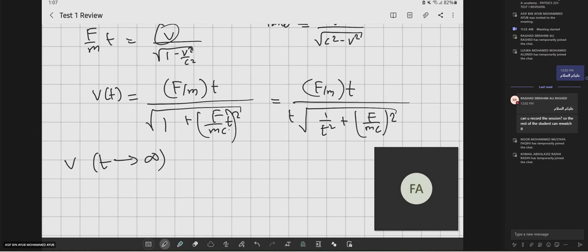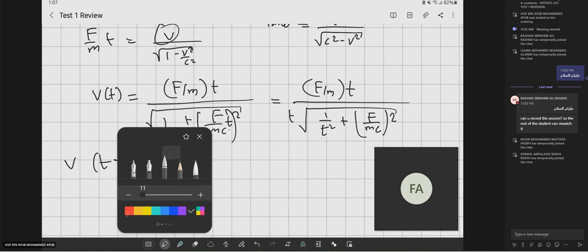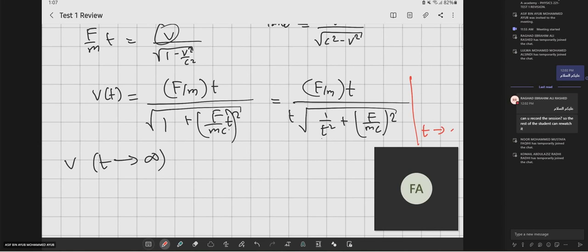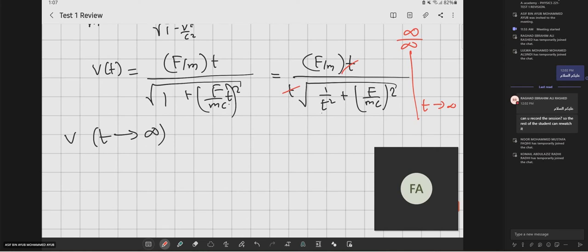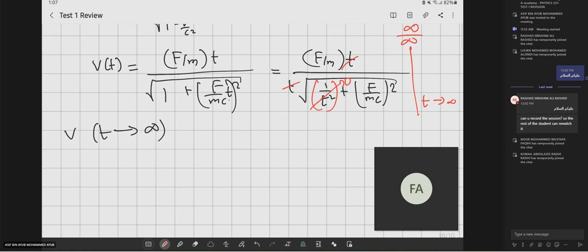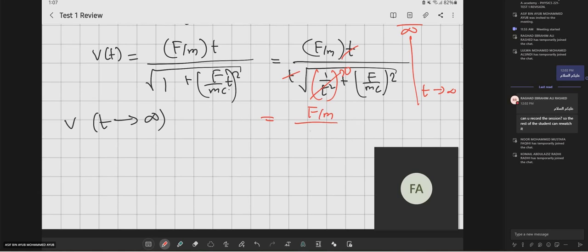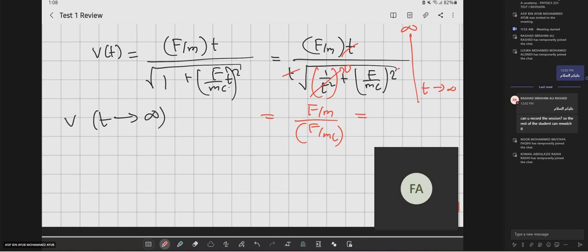So if I substitute the limit of t as infinity in here, I can cancel these out. I mean, whatever the mathematicians say, you cannot cancel infinity over infinity. You can justify this using L'Hopital's rule, but I'm not going to do it here. And 1 over infinity is 0. So I'll have f over m over f over mc if I take the square root of this thing. So f over m will get cancelled out. I'll only have c left. This is what we're supposed to prove, that vt as t tends to infinity equals c.